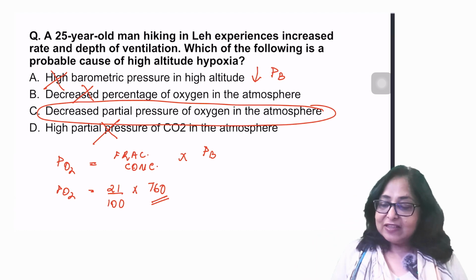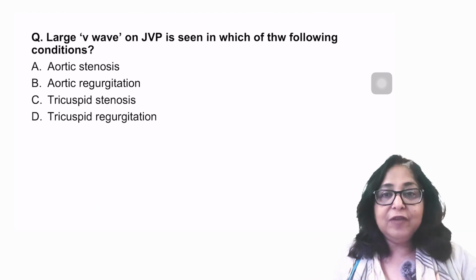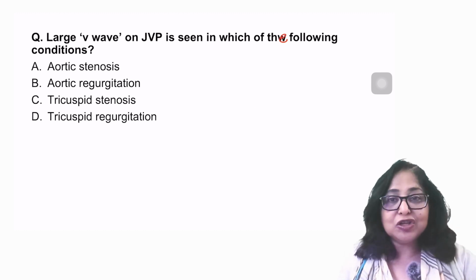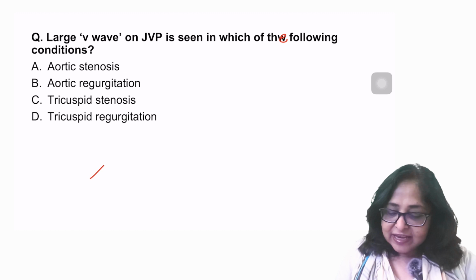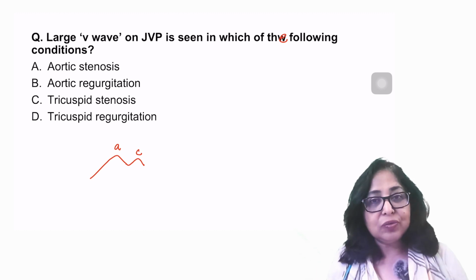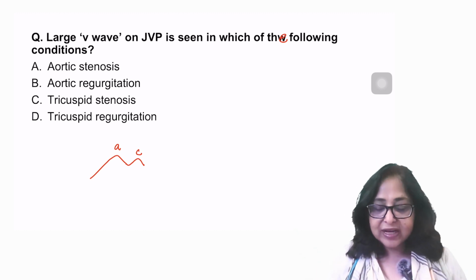Let's have a look at the next question. A large V wave on JVP is seen in which of the following conditions? A wave is atrial contraction. C wave is due to bulging of the closed tricuspid valve into the right atrium during isovolumetric contraction.